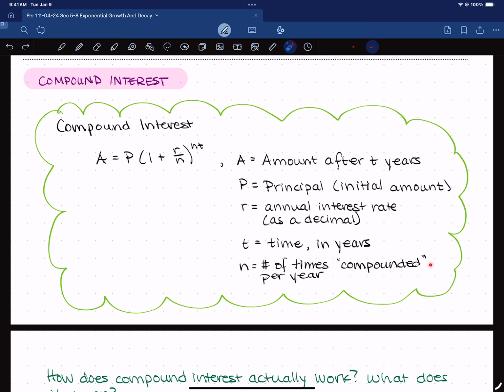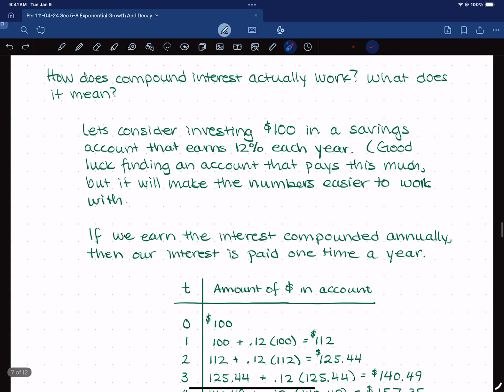So let's talk about this compounding because you've probably seen this formula before, but I don't know if you've seen what it actually means. So let's talk about how compound interest really works.